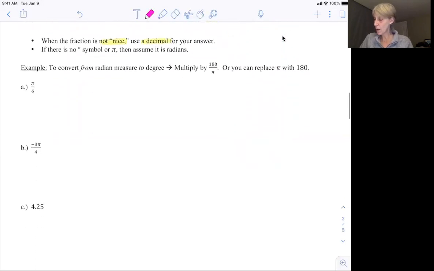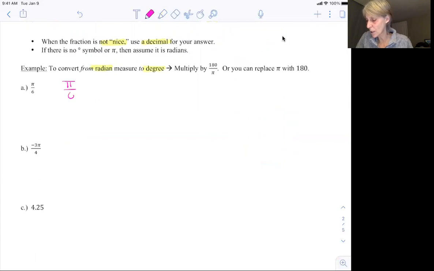To convert from radian measure to degrees, now here we're in radian measure, so we're going to multiply by 180 over pi. If I take pi over 6 and multiply by 180 over pi, it's easy to see our pi's cancel. We really have 180 divided by 6, which is 30 degrees.